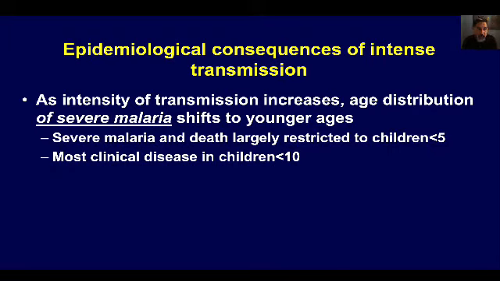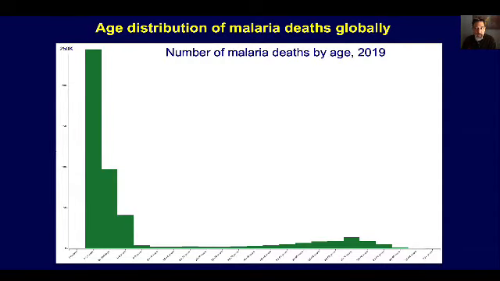So a consequence of this intense transmission that relates to the epidemiology is that as the intensity of transmission increases, the age distribution of severe malaria shifts to younger ages. Severe malaria and deaths are mostly restricted to children under 5, with most clinical disease in young children. And you can see that this is really evident in this slide that shows the age distribution of malaria deaths globally, very much skewed to the younger ages.